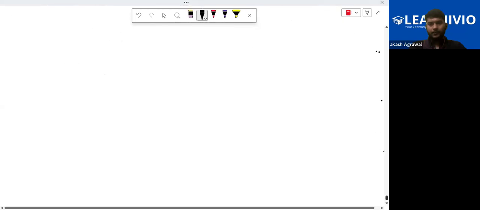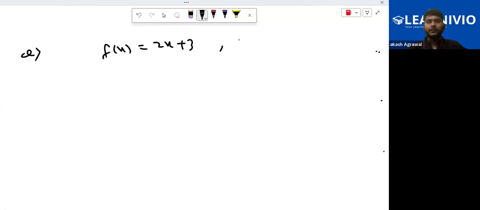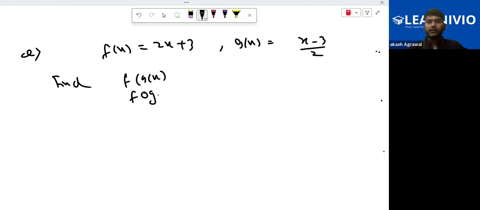Okay. If f of x is 2x plus 3 and g of x is (x minus 3) by 2, find f of g of x, and this is also written as f of g, and g of f of x. Okay, this is a question for you guys.